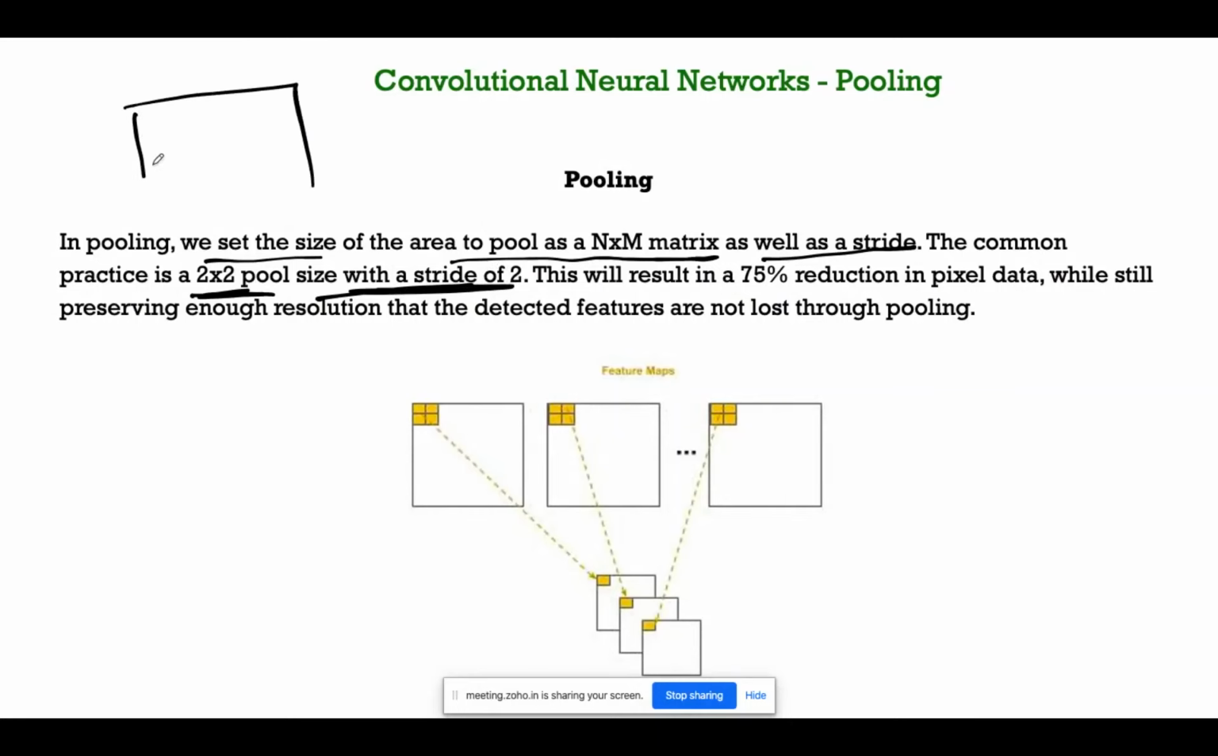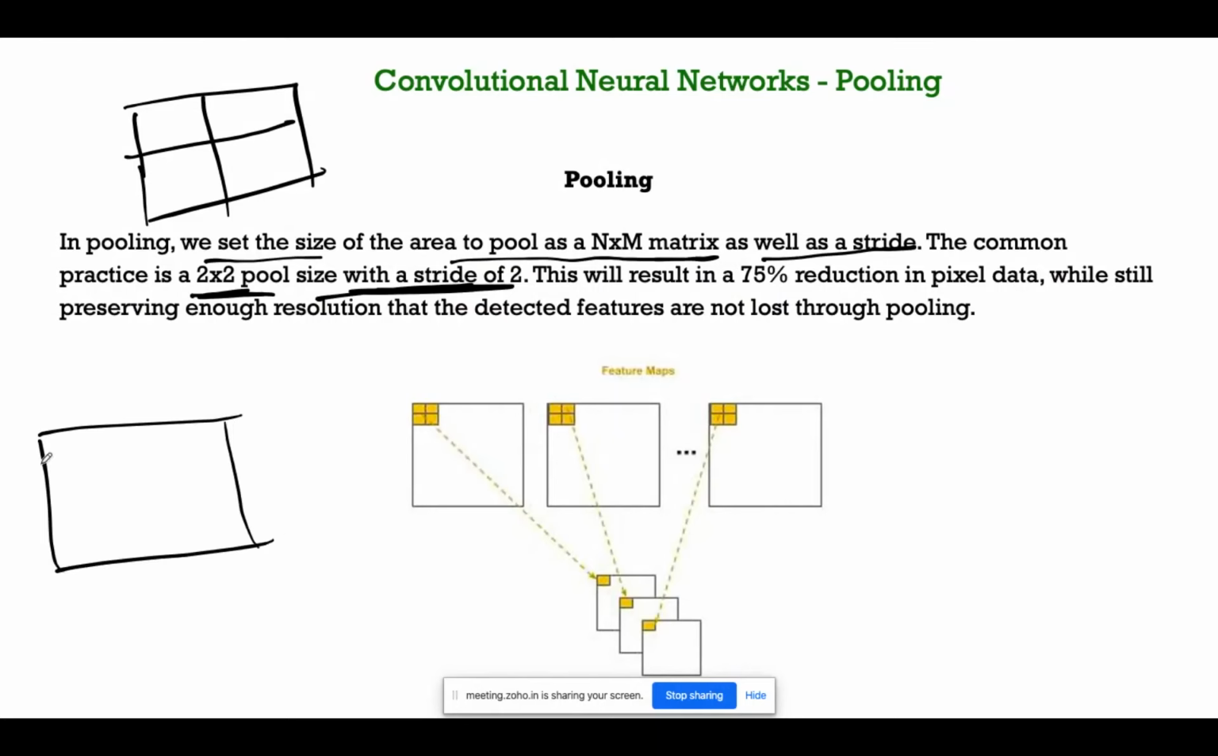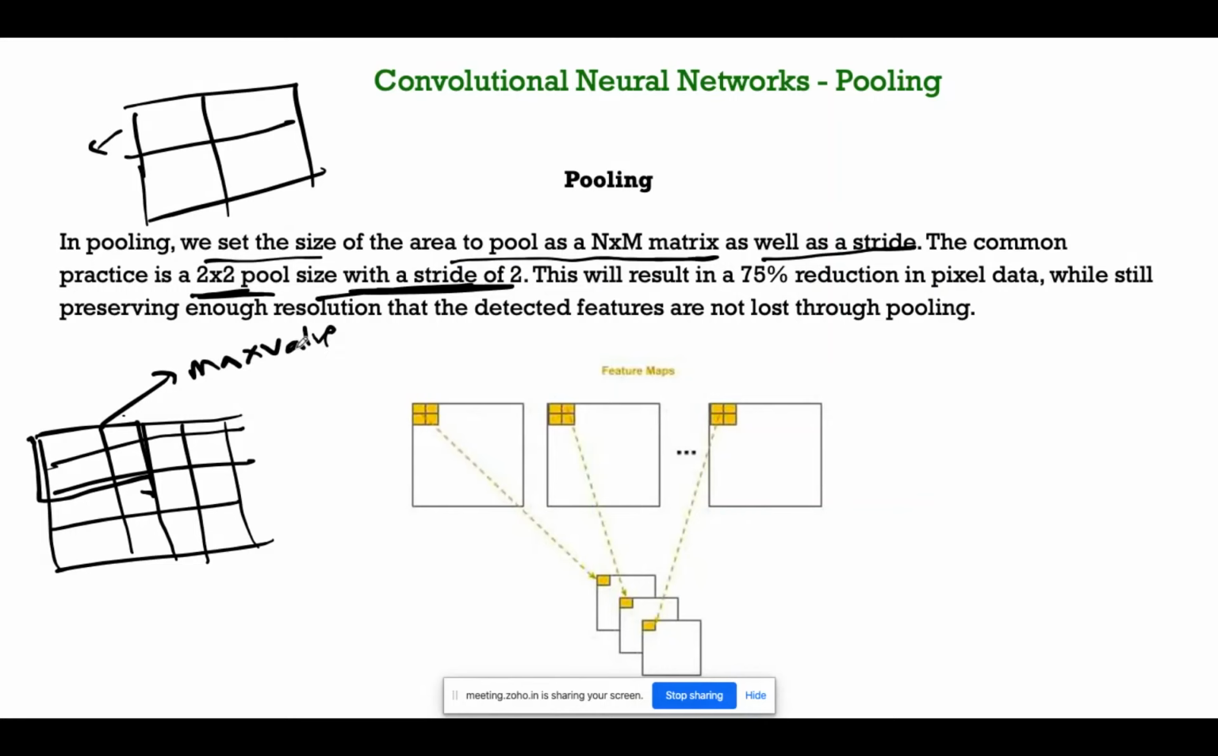Like, I'll be having 2 by 2 with a stride of 2. Let us have 1, 1, 2, 3, and a 4, right? This pooling layer will be applied to 2 by 2 here. Then we take the maximum value from this 2 by 2 box and we will store it. This value is x.